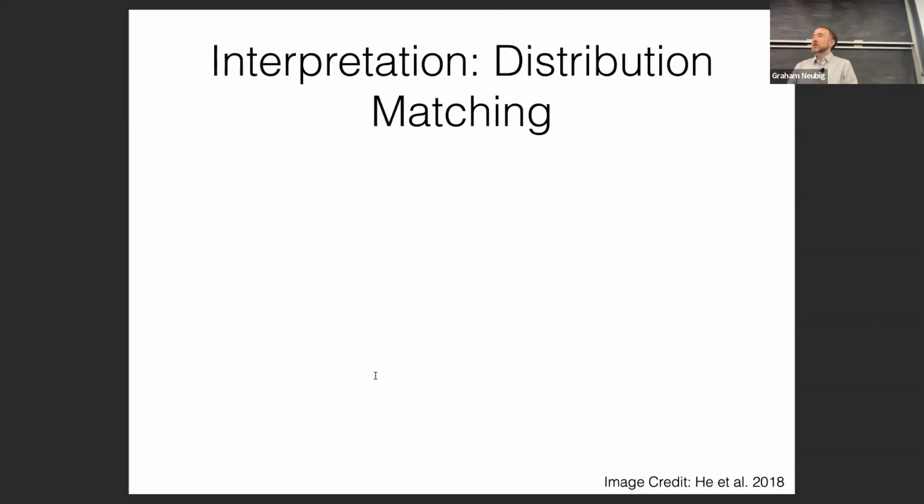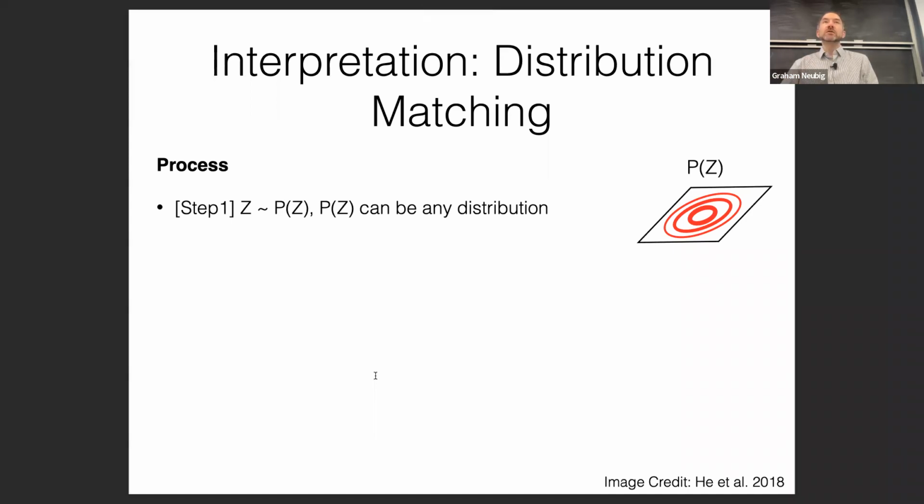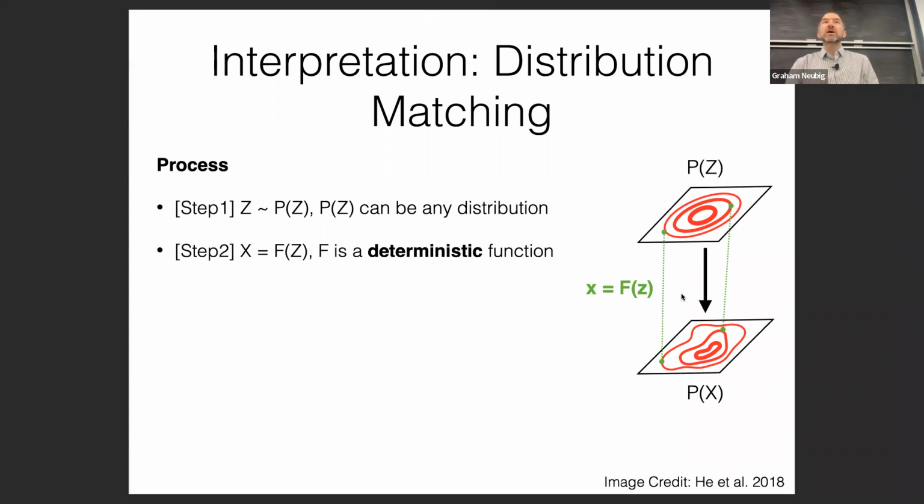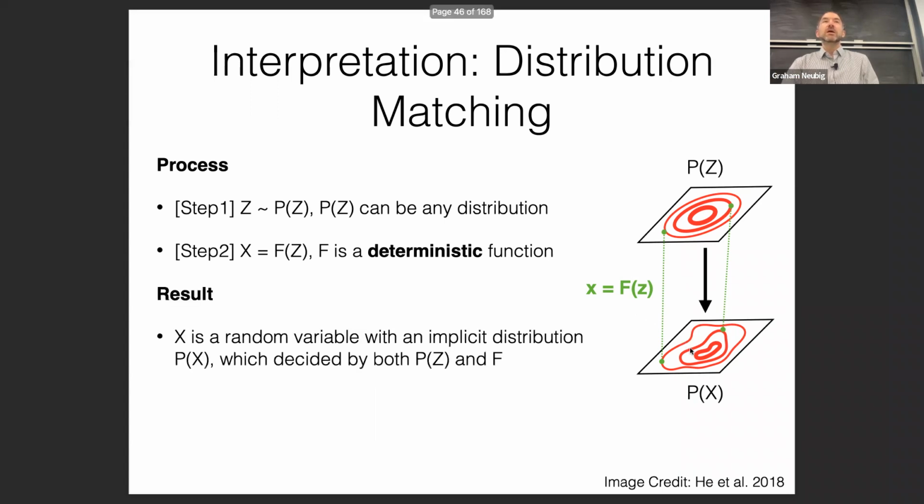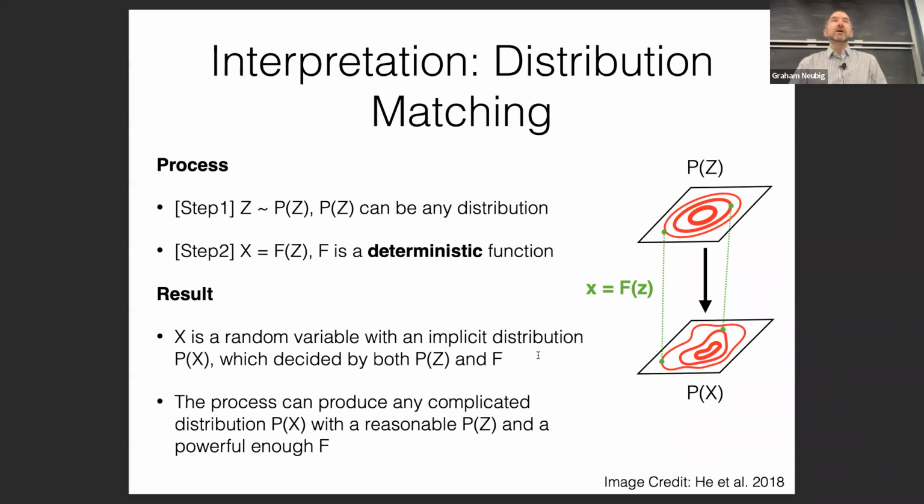So one way you can interpret this all is that you're trying to do distribution matching. And so you have essentially two distributions. The first one is you start out with the latent variable according to a very simple distribution, just like in the VAE. And then you somehow transform this distribution to look like the real distribution that you want to model. So you transform P of Z into P of X. And in this case, X is now a random variable with an implicit distribution P of X, which is decided by P of Z and F. And the process can produce any complicated distribution P of X with a reasonable P of Z and a powerful enough F. So this is the same as VAEs also.